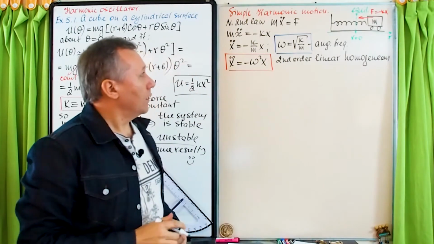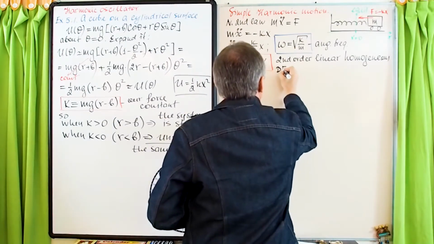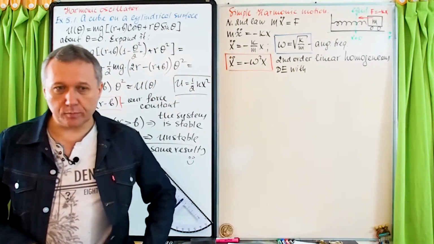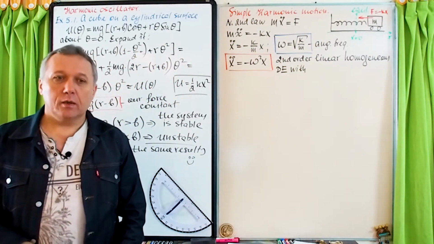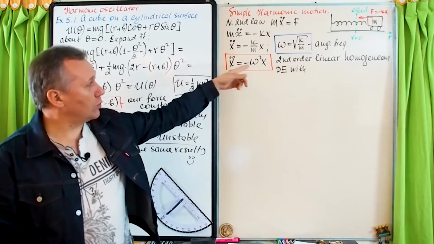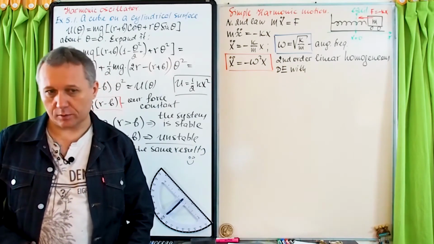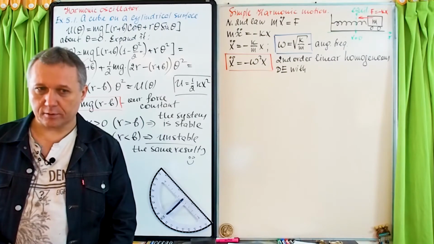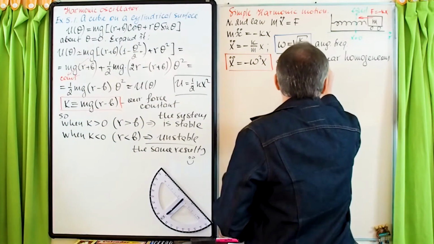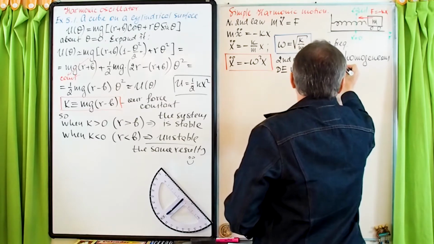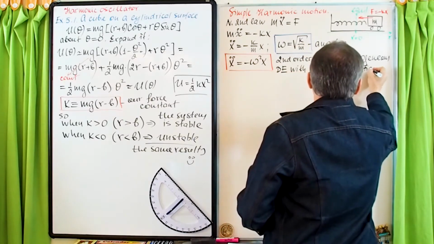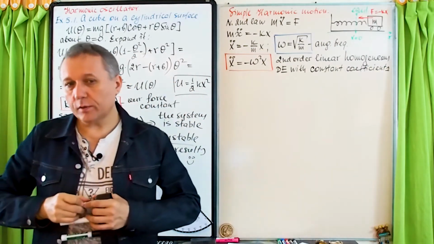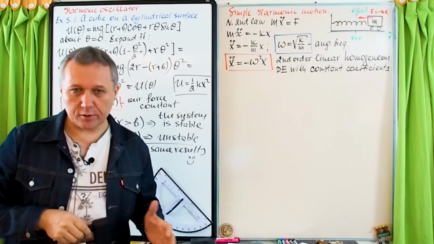Homogeneous. Okay, let me write the differential equation, and I will also write another important characteristic of this equation: the coefficients next to all these x agents are constant. 1, omega squared, so it's a differential equation with constant coefficients. So that's the full characterization. Second order, linear, homogeneous differential equation with constant coefficients.